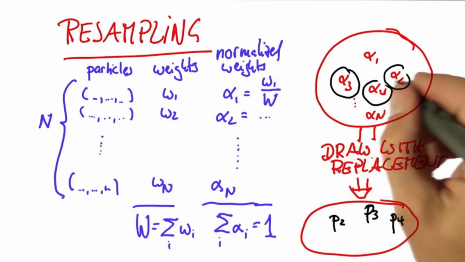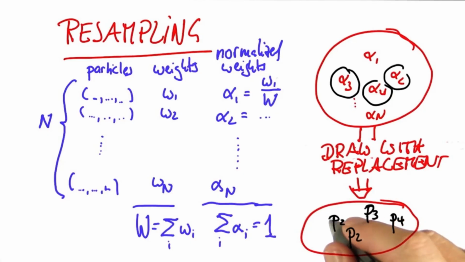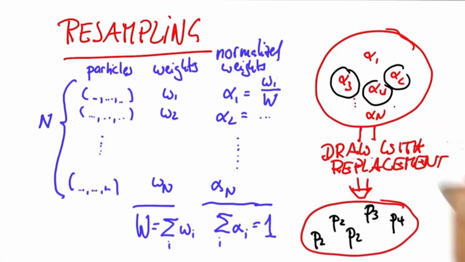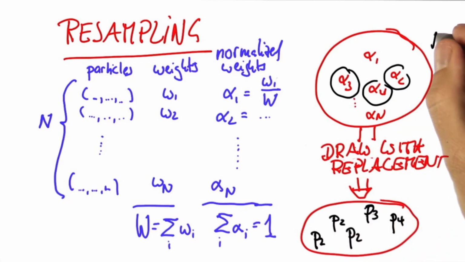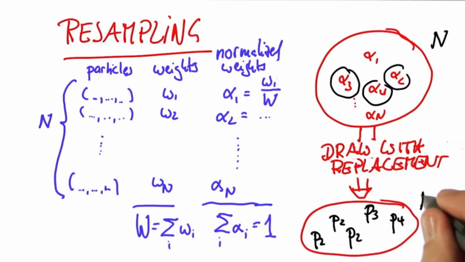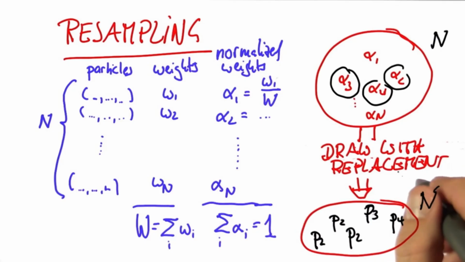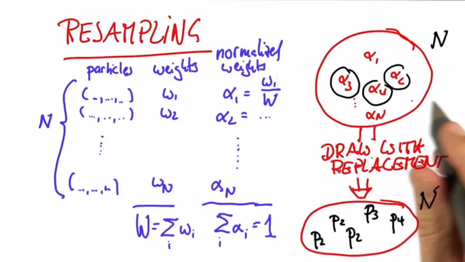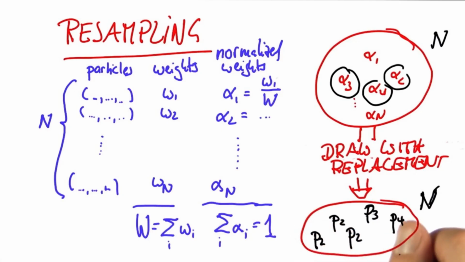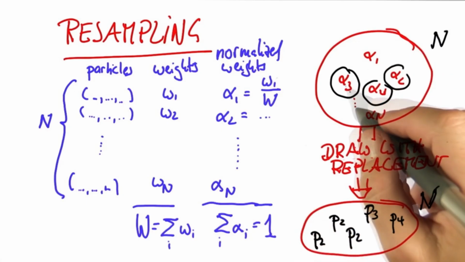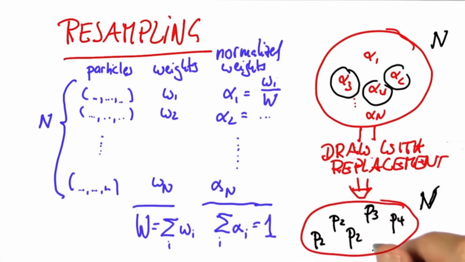And then we might pick alpha 2 again. So we get 2 versions of P2, perhaps even 3 versions of P2, depending on the probabilities. We have n particles over here. We do this n times, which is, as I said, with replacement, so we can draw multiple copies of the same particle. And in the end, those particles that have a high normalized weight alpha over here will occur likely more frequently in the new set over here.